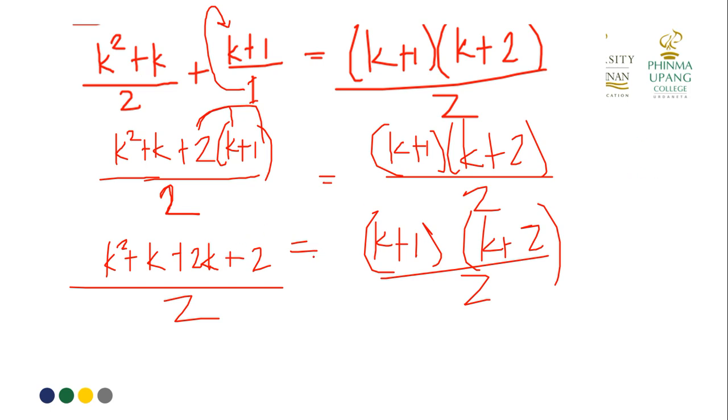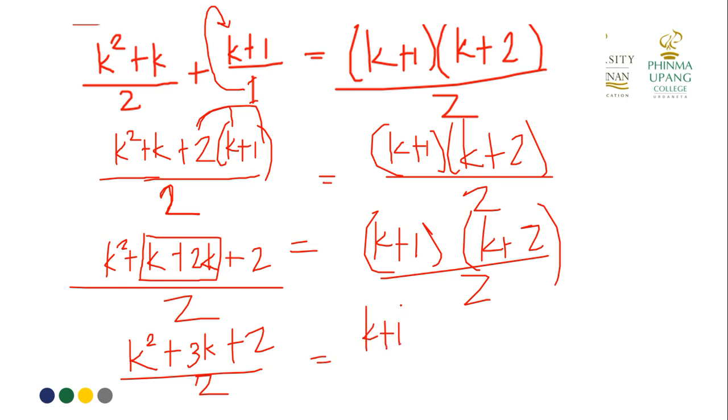Anong susunod since hindi pa sila parehas? Simplify. No, we're not going to distribute this one. We're going to simplify, yung left side. Plus like terms. Because the k and 2k are like terms, we are allowed to add the two. So what is k plus 2k? 3k. Ang sarap pakinggan, no? Parang pera. 3k plus 2 all over 2 is equivalent to k plus 1 times k plus 2.